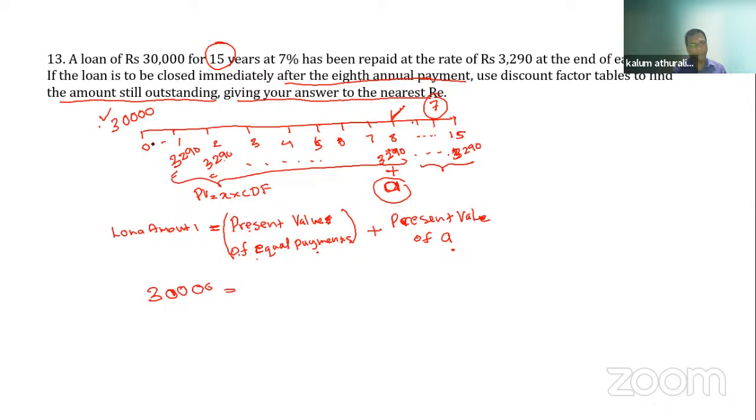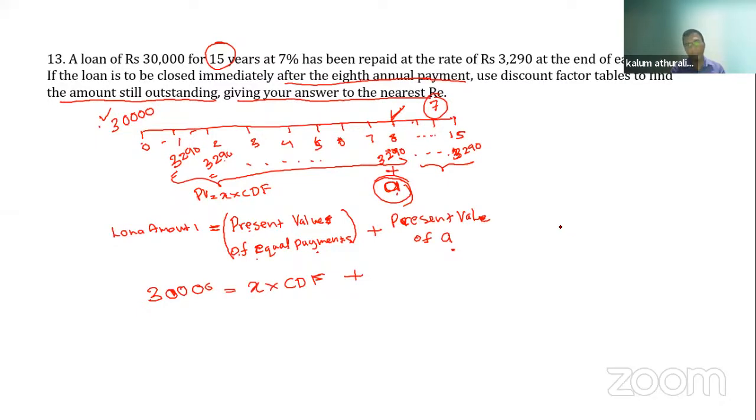If you want to find the present value from here to here, this is the annuity up to the 8th year. Then you can find the present value of the annuity using X times CDF. And plus this is a single value. How to find the present value of a single amount?